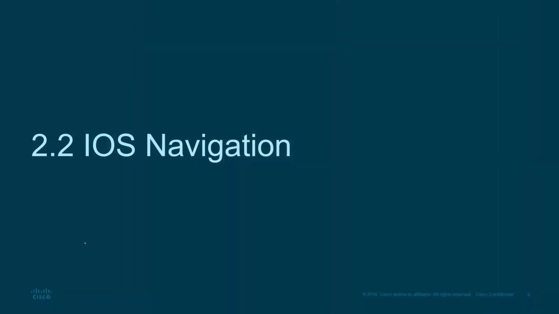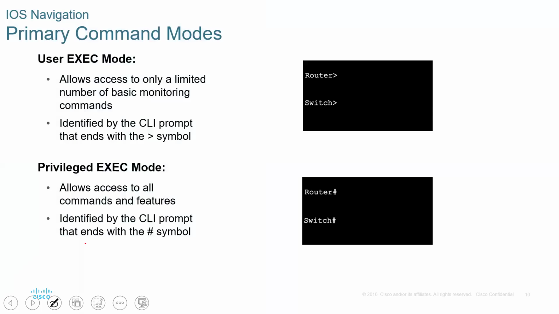Now, once you are able to connect, the operating system or the IOS has different modes. It has what we call the user executive mode. The user executive mode actually allows access to only a limited number of basic monitoring commands. And it is also identified by the CLI prompt that you see there.